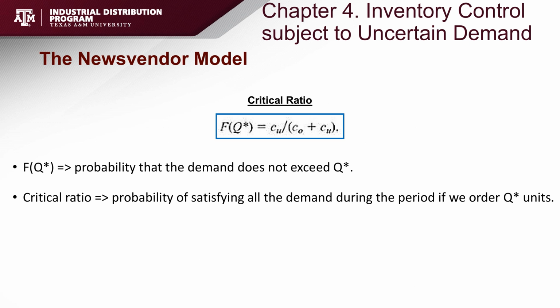And what is that critical ratio really? Well, F of Q star is just the probability that demand lands at or below Q star. In plain English, the critical ratio is basically the chance of satisfying all the demand if you order Q star units. It's a target fill probability and it leans only on the two costs, nothing else.